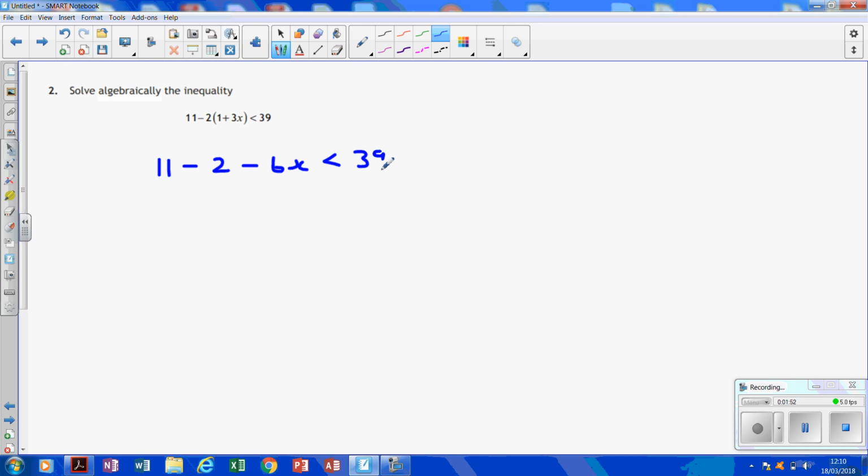Now the next thing we do is we tidy up anything we can. So we've got an 11 take away 2, which is the same as 9. So we've got 9 minus 6x is less than 39. Now I'm going to leave the x's on this side, and I want to get rid of that there. So there's a 9. I want to take 9 away from both sides. The inequality sign stays the same. I'm left with minus 6x. The less than sign stays exactly the same. And 39 take away 9 is 30.